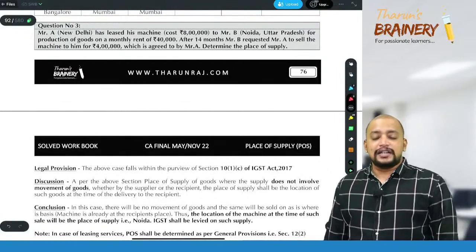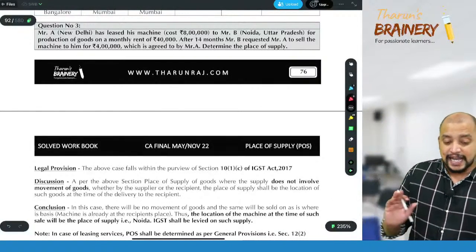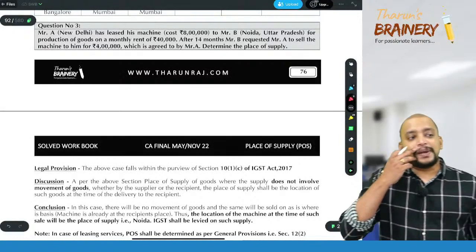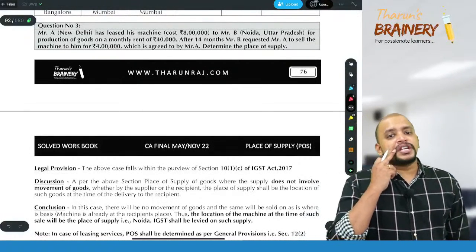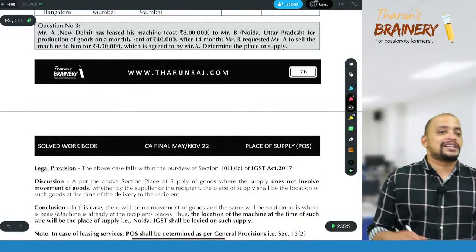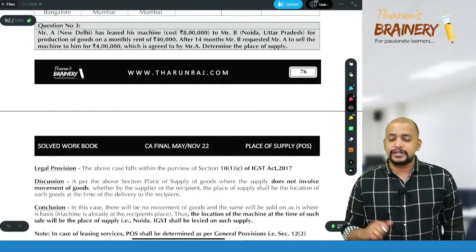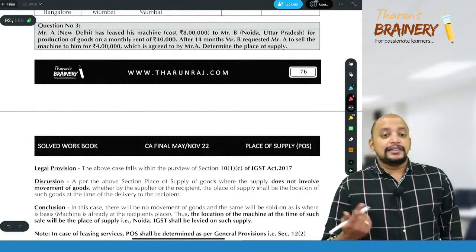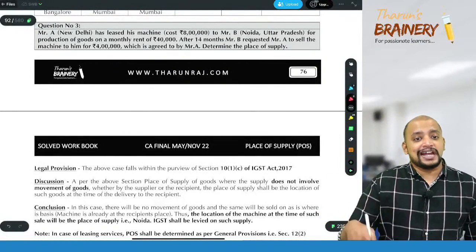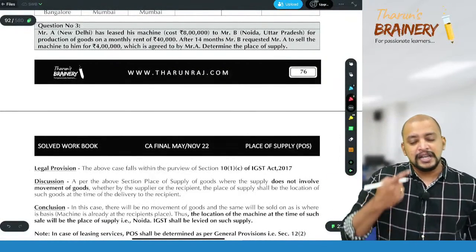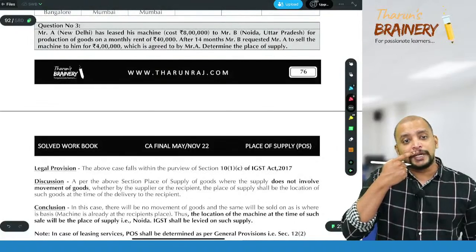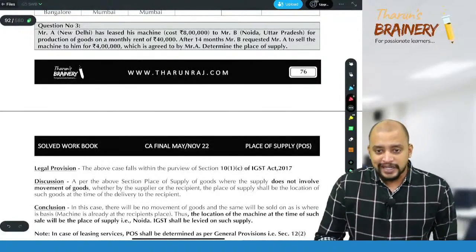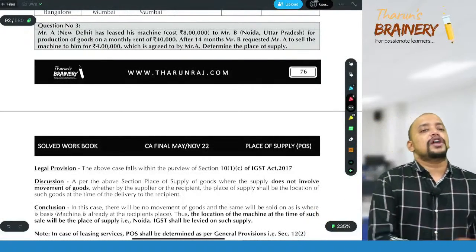First, there are 2 components here. Sale of goods we will see. For sale of goods, we need to apply section 10. The confusion is whether supply involves movement of goods or does not involve movement of goods. First we gave the asset on lease. Thereafter we are transferring the title of that asset. At the time when sale comes, is there a movement of goods? No, because already that asset is with the recipient. So supply does not involve movement of goods.